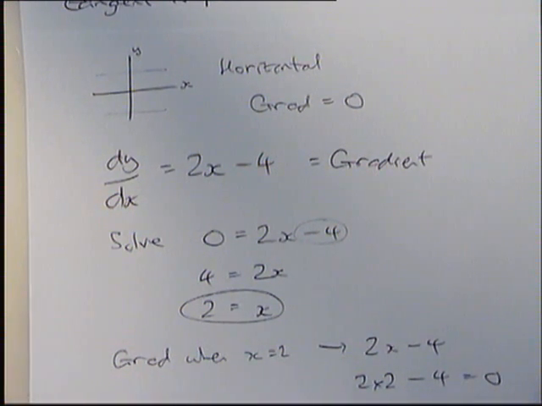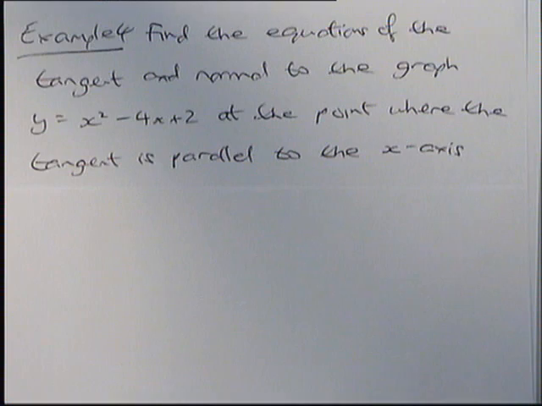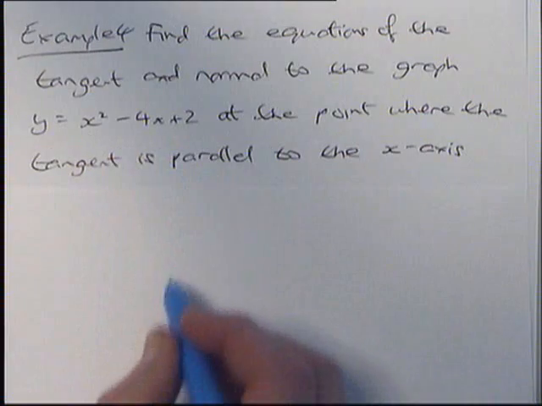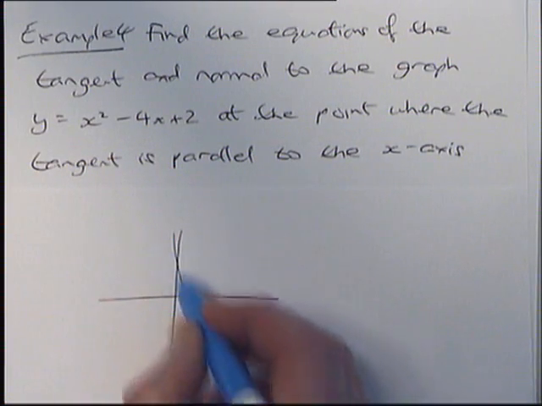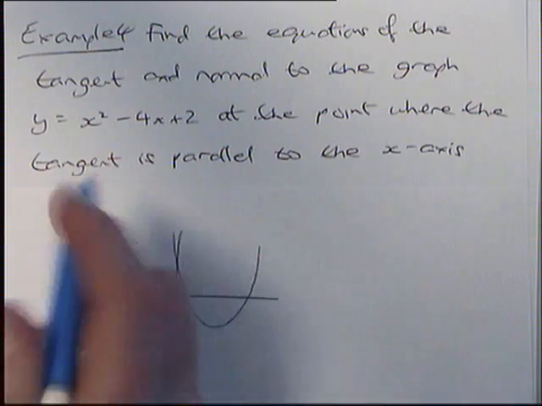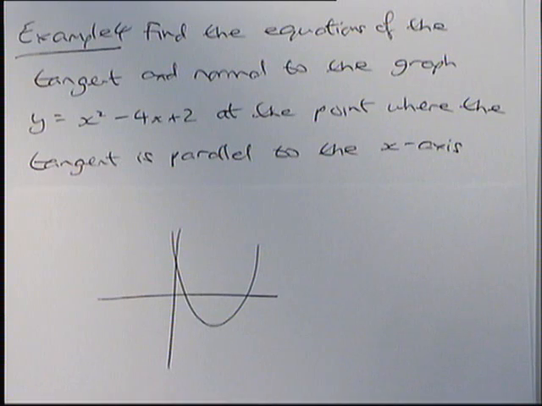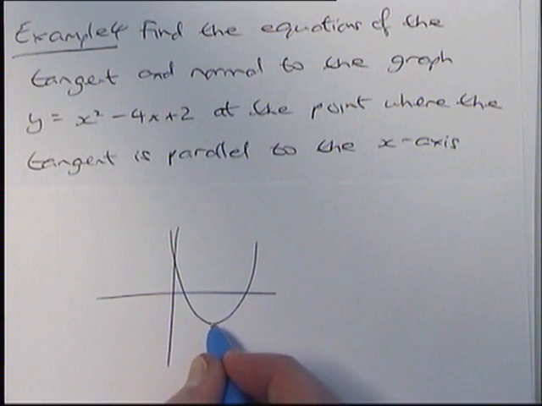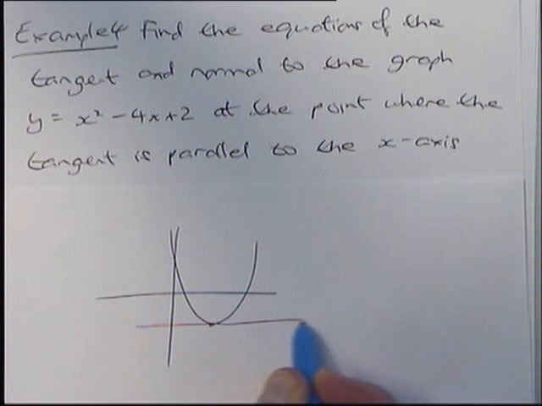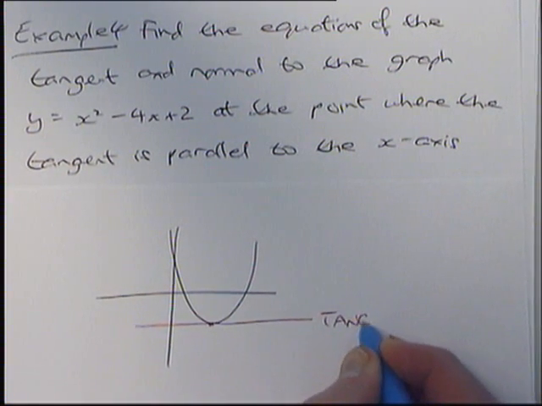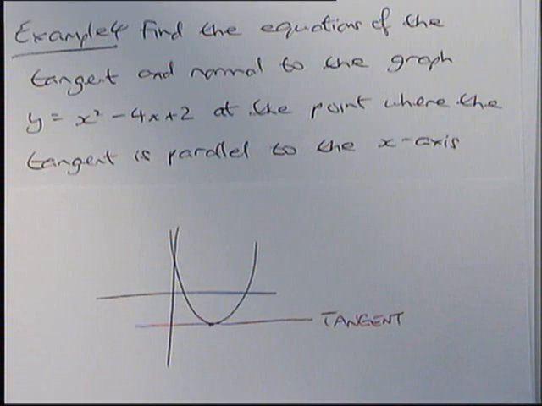So I've got my tangent, I know it's got a gradient of 0, and I know it happens when x is 2. I've got to find the equation of the tangent, and in a minute the equation of the normal. It might be helpful to do a little sketch. We've got a quadratic graph which looks something like this. We know it's a happy one because it's got a positive x squared. We're interested in when the tangent is parallel to the x-axis, when it's horizontal, and that will be here, a line like that. That will be the tangent line, and we've got to find that equation.